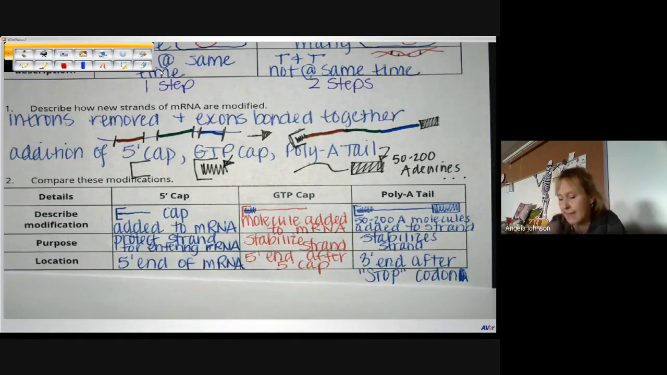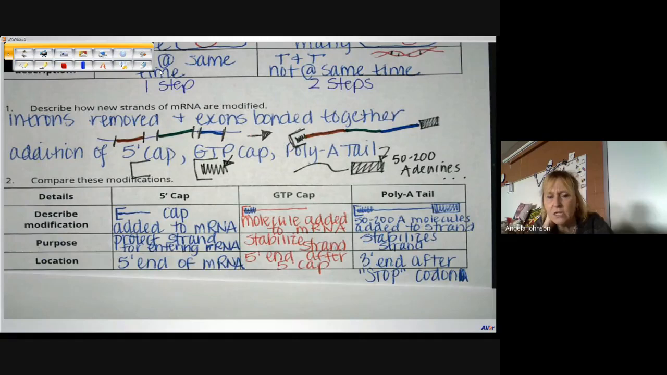Now, I promise you on a quiz, I'm not going to say which one of these modifications stabilizes the strand of mRNA, and then give both of those as options. I'm not going to do that. I specifically went through and made sure I don't give you two possible answers. So I would have one, but not the other. Okay, if it was multiple choice.